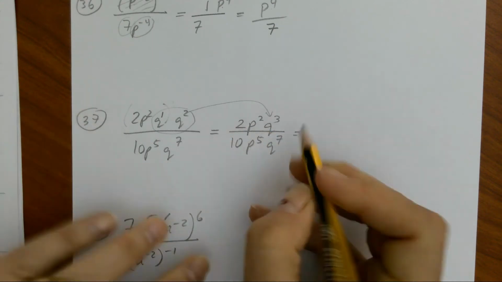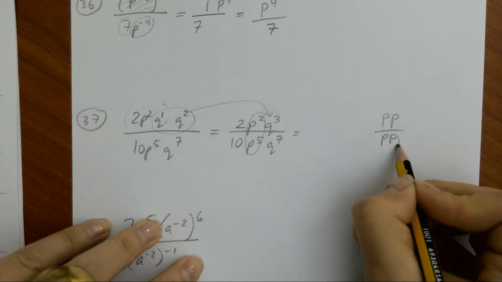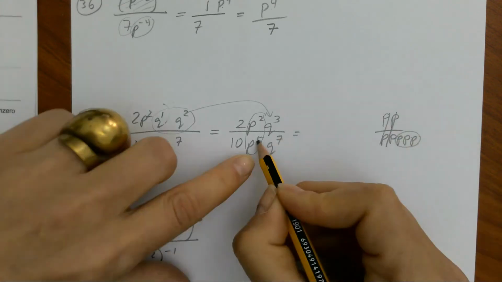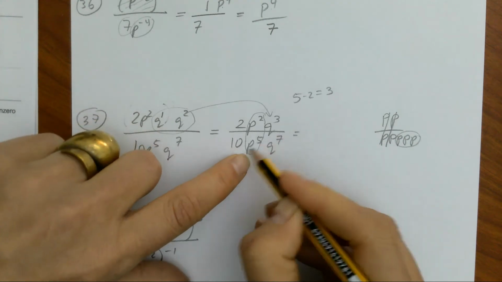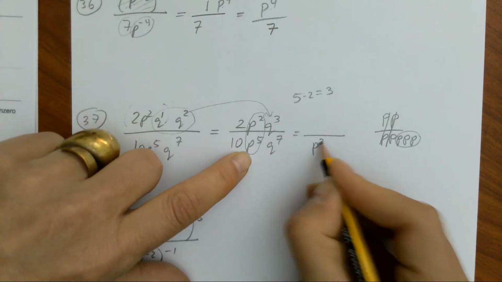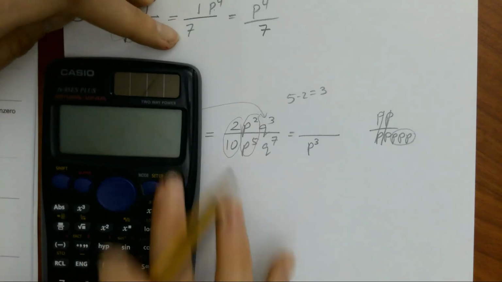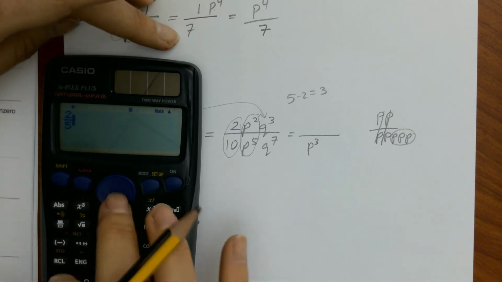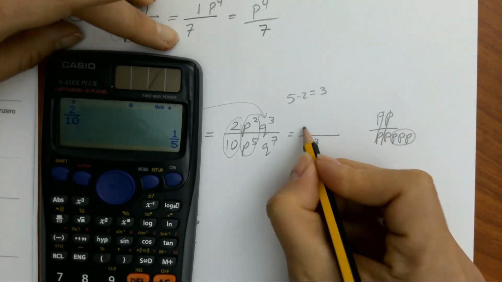Okay, so now let's look at the p's. I have p p and 5 p's. So same over same, so I have 3 p's on the bottom. Or I can go 5 minus 2 equals 3. And there's more on the bottom, so the p's will stay on the bottom. Let's do this in our calculator. 2 over 10, sorry. 2 over 10 is 1 over 5. So it's really 1 over 5.